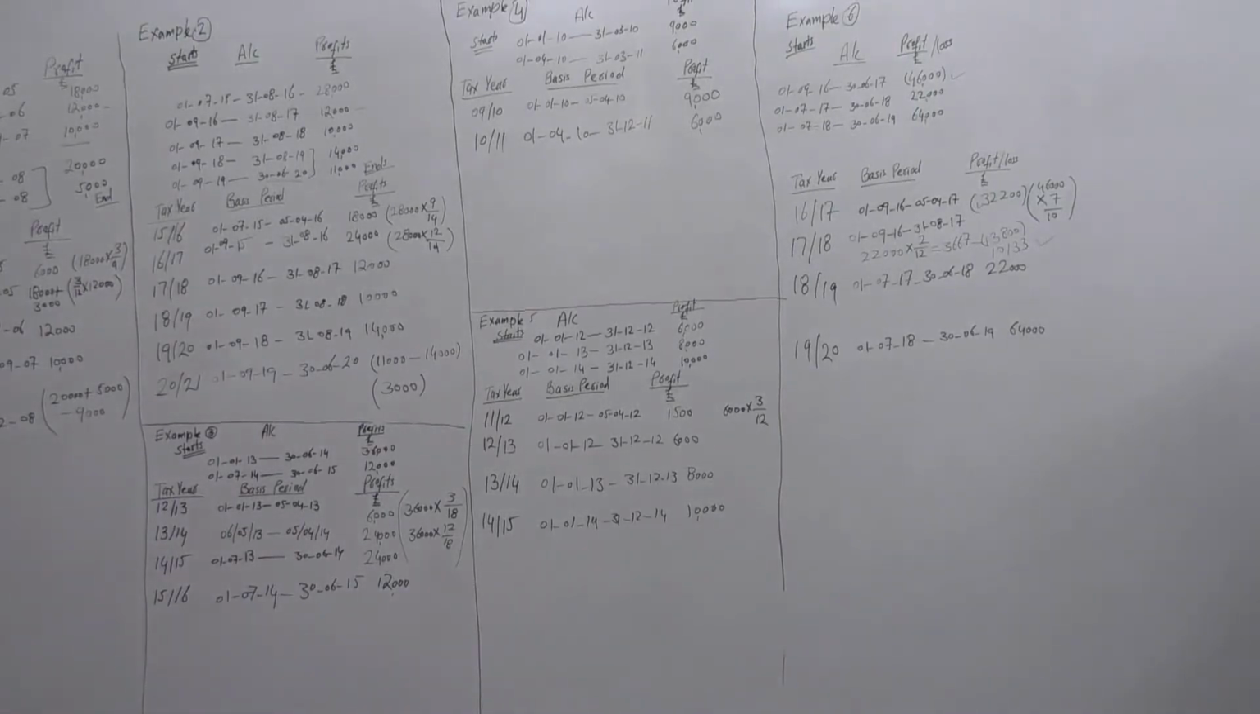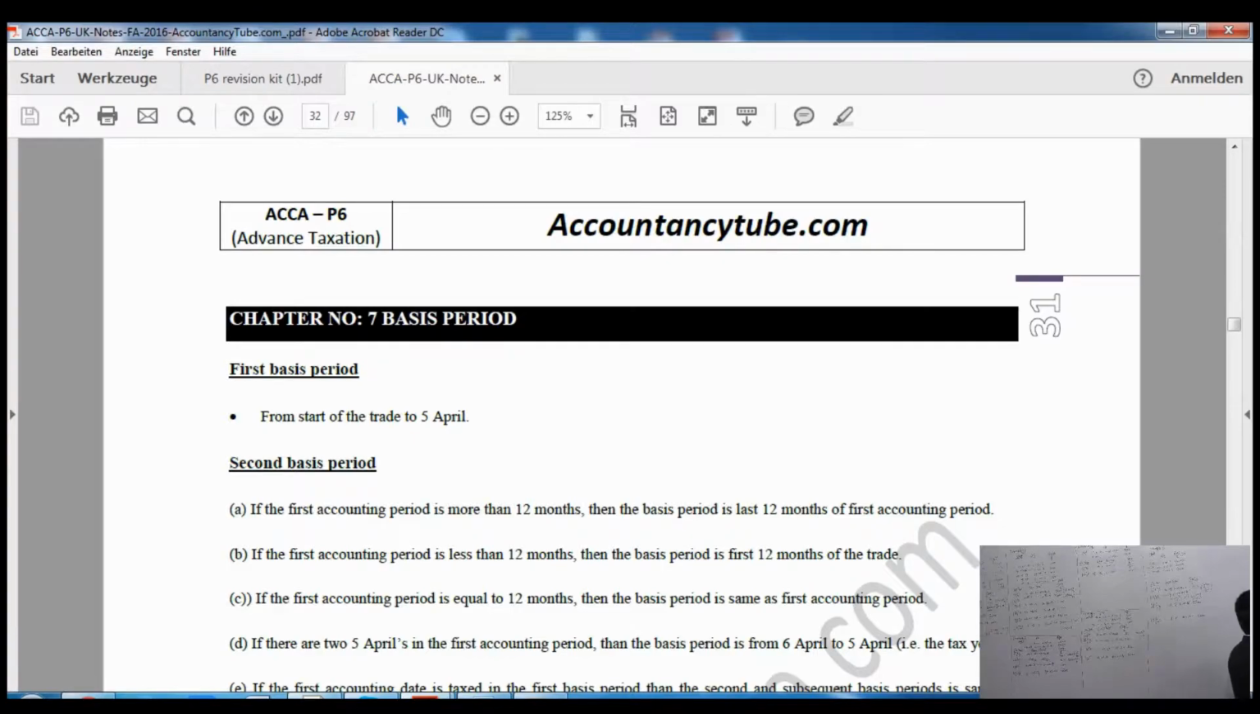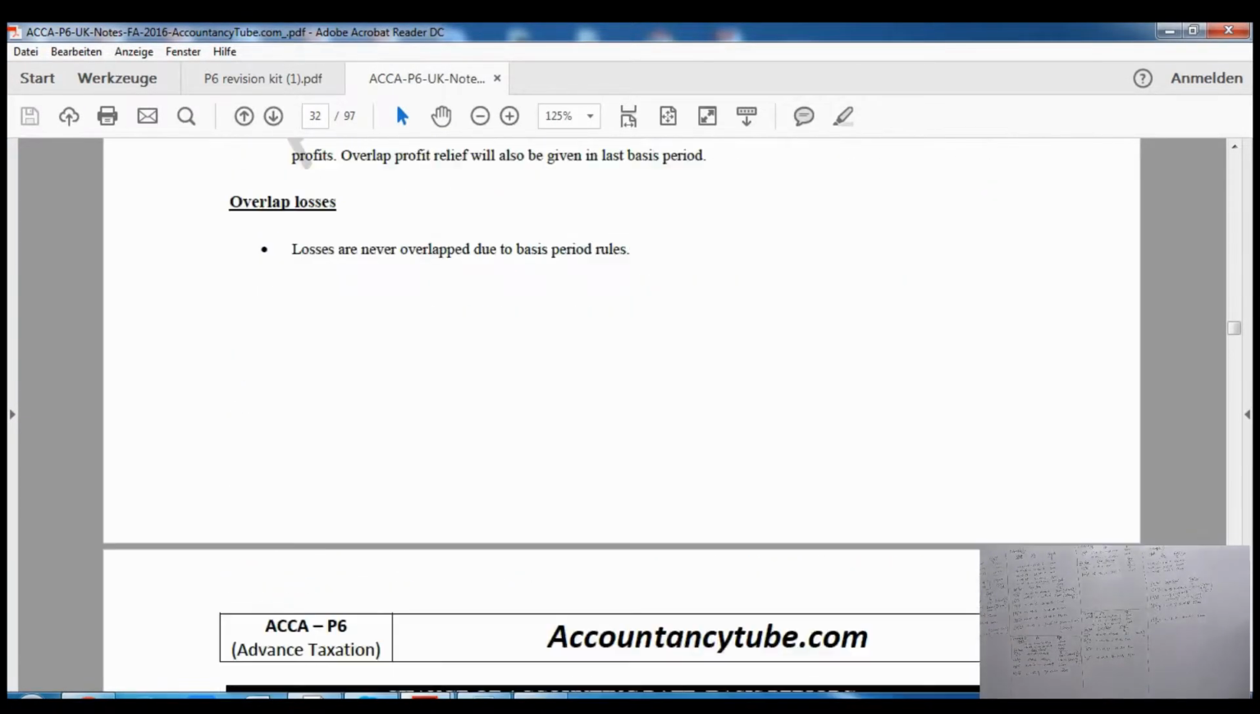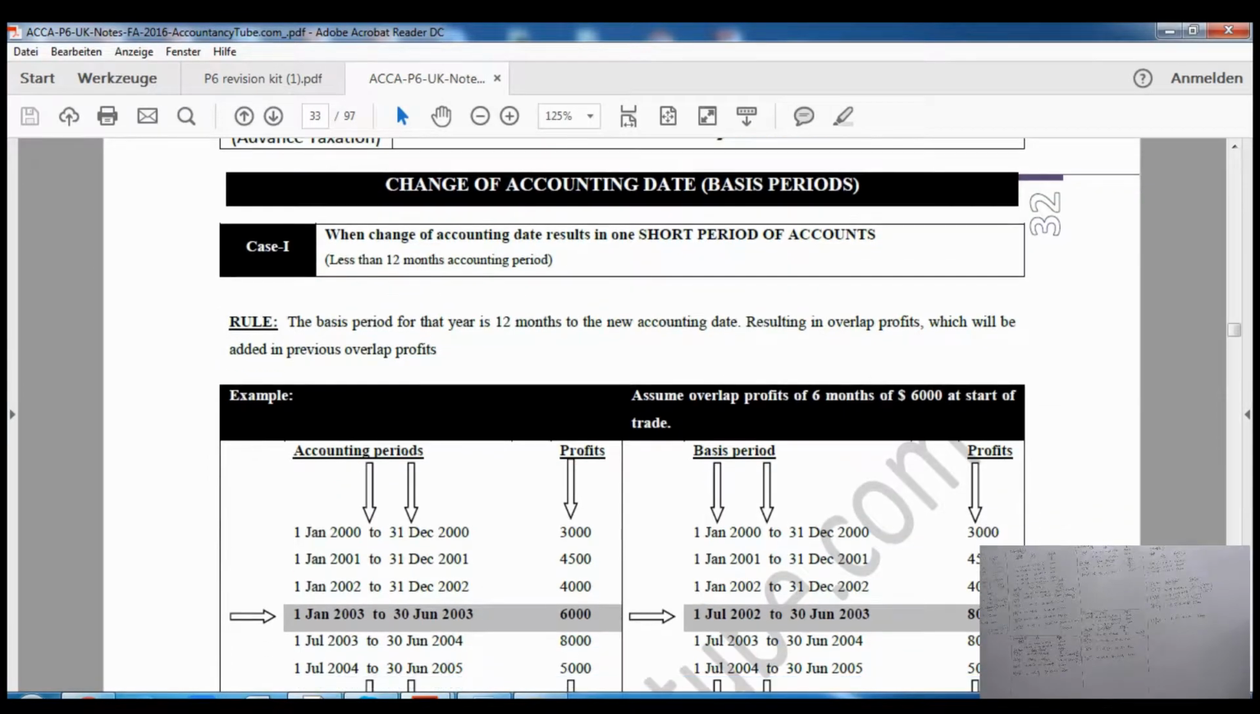All right, now I will just quickly go to the notes and I will share the screen. Now as you can see on your screen, that is chapter number 7, which we were doing in the previous video as well. So it is on page 31. Now if you go to the next page where it says change of accounting date, on page 32, look at the first scenario.